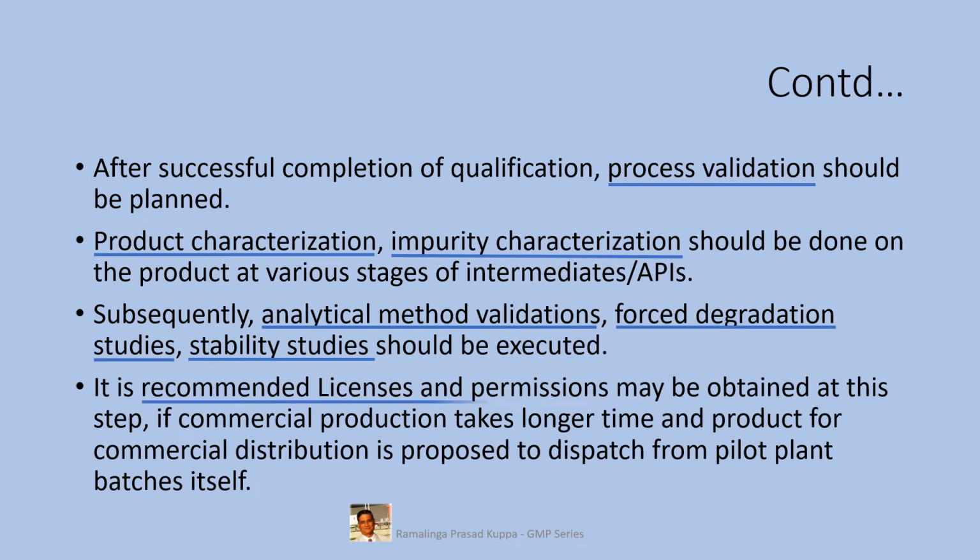It is recommended that licenses and permissions may be obtained at this step if the commercial production takes a longer time and the product for commercial distribution is proposed to be dispatched from the pilot plant scale batches itself. This strategy is to avoid any delays in getting statutory licenses and permissions from local authorities. If the statutory requirements are met earlier, there will not be any constraints for routine commercial production.